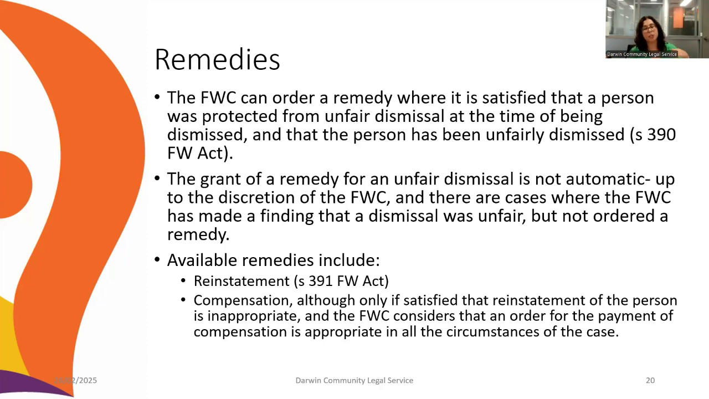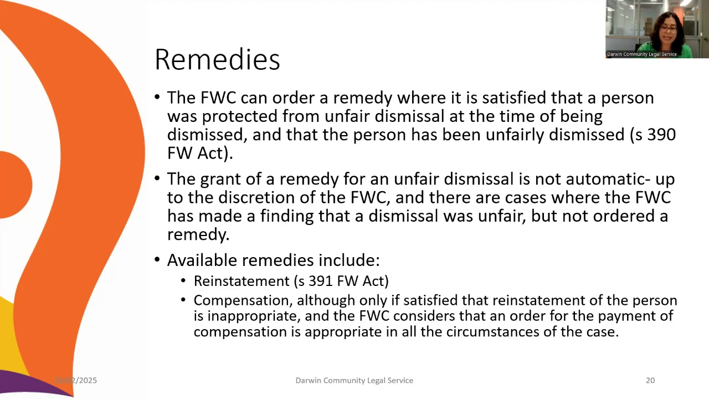Reinstatement is kind of supposed to be the top or the preferred type of remedy. I think in practice, though, it's pretty rare. I think only about 1 in 5 successful claimants are reinstated with their employers. I think that's probably just a reflection of how difficult it is to re-establish a working relationship once one is broken down, and the parties have had to go all the way to like a contested hearing because they weren't able to resolve it. I think at that point, trying to rebuild a productive working relationship is pretty tricky.